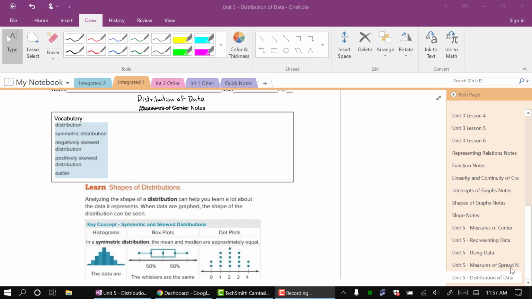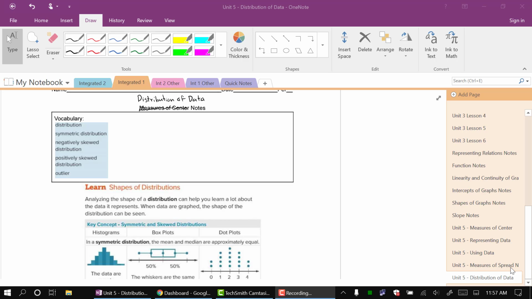Today we're going to be working with Unit 5, Distribution of Data. So start off with changing the title up here to Distribution of Data. We have some vocabulary words, so look at your vocabulary sheet for the definition of each of these words. We will be using them throughout the lesson, and they will be in your homework, so you want to make sure you have the definition that goes with each of the words.